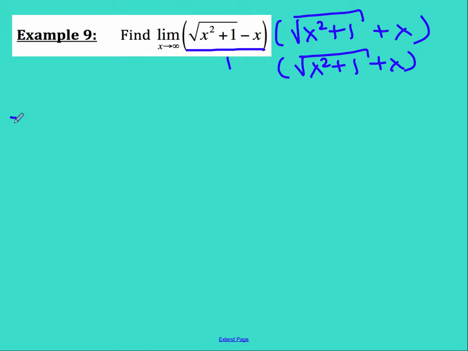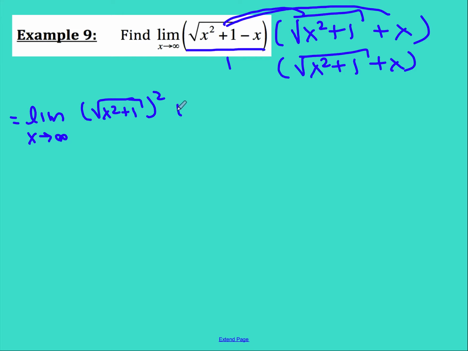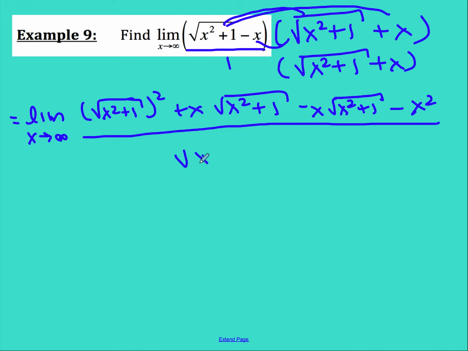And we're going to multiply out, or FOIL, the numerator. When I take the square root of x squared plus 1 times the square root of x squared plus 1, I have the square root of x squared plus 1, squared. Then I would have plus x times the square root of x squared plus 1, then minus x times the square root of x squared plus 1. And then lastly, negative x times x would be negative x squared, all over my denominator, square root of x squared plus 1 plus x.